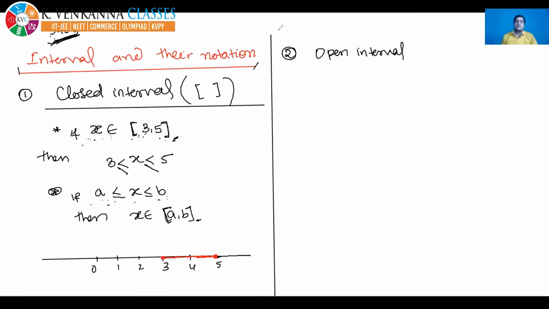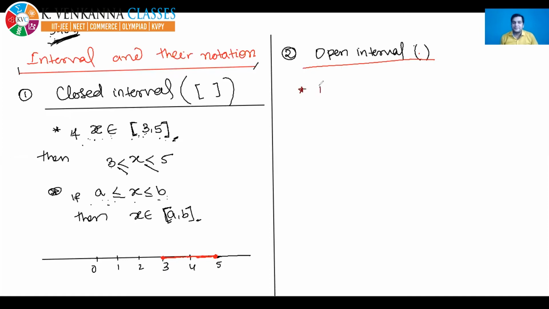The second interval is the open interval. This is the symbol of the open interval. Now, what does it mean? Again, I am giving you an example, and by this example, the meaning of the open interval will become clear.